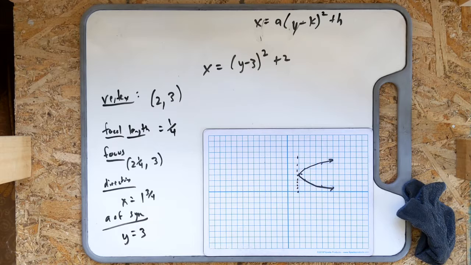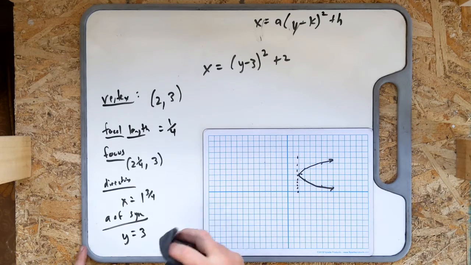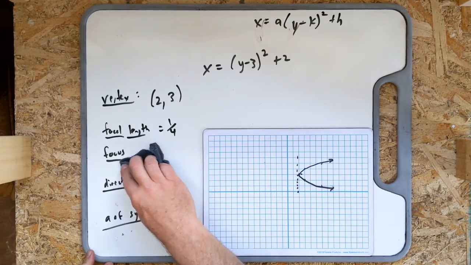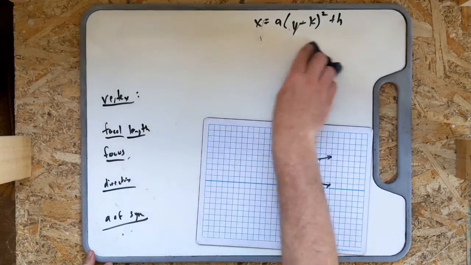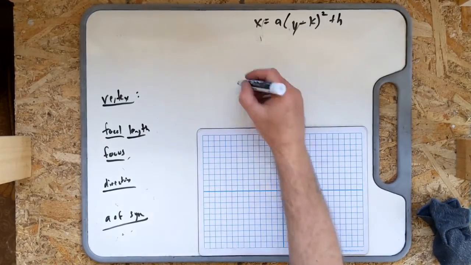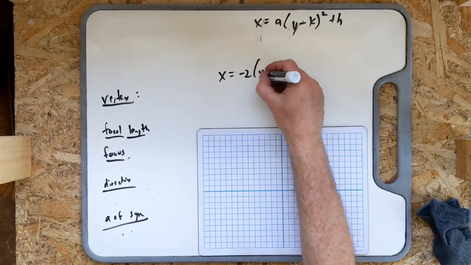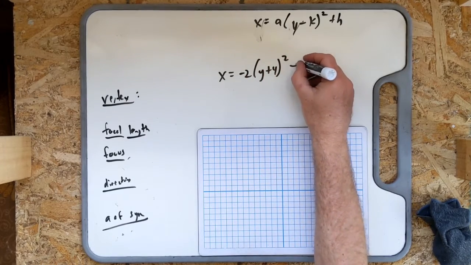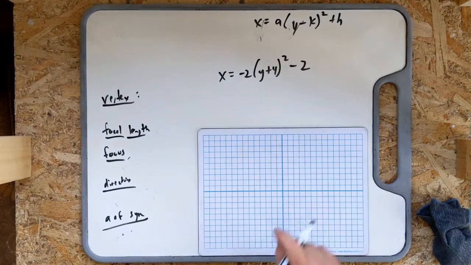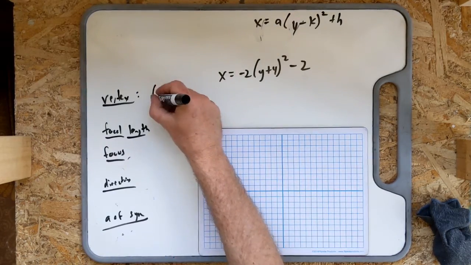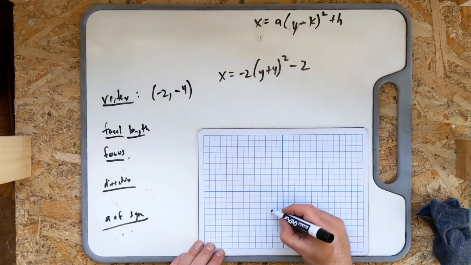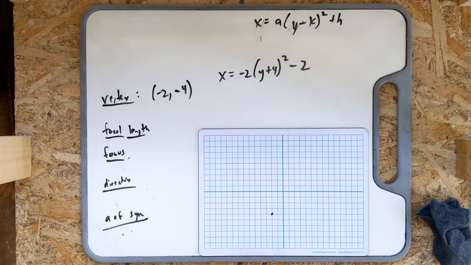Alright, let's try one more. This time I'm going to make it a little more complex in terms of a. It's the only thing I can really change. I'm going to leave all this stuff on here so I don't have to rewrite it. So x equals -2 (y plus 4) squared minus 2. Okay, so vertex, again, start here. (-2, -4). There's my vertex.